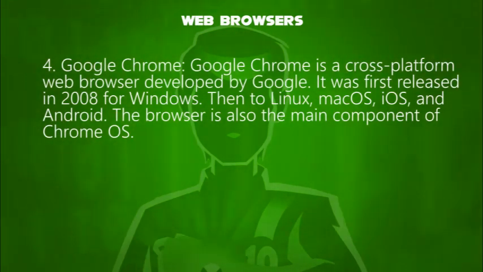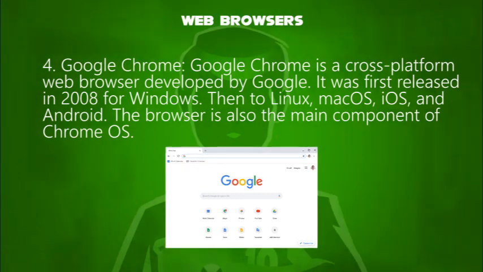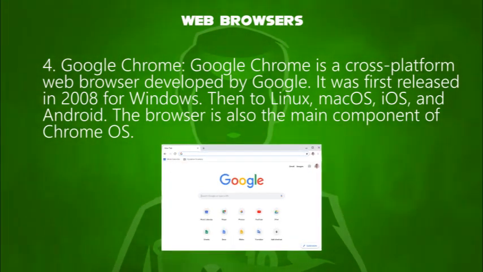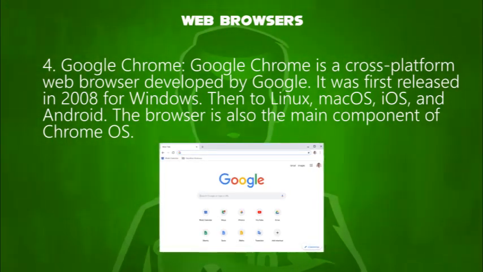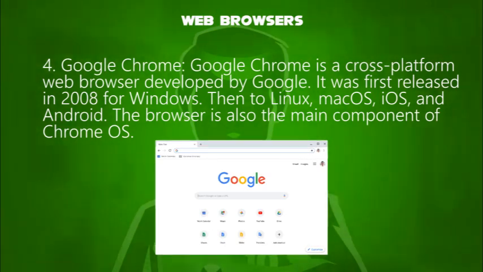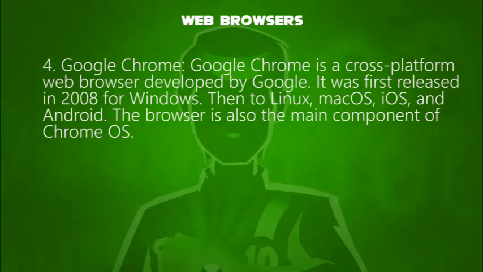Next, Google Chrome. Google Chrome is a cross-platform web browser developed by Google. It was first released in 2008 for Microsoft Windows and was later ported to Linux, Mac OS, iOS, and Android. The browser is also the main component of Chrome OS, where it serves as the platform for web apps.